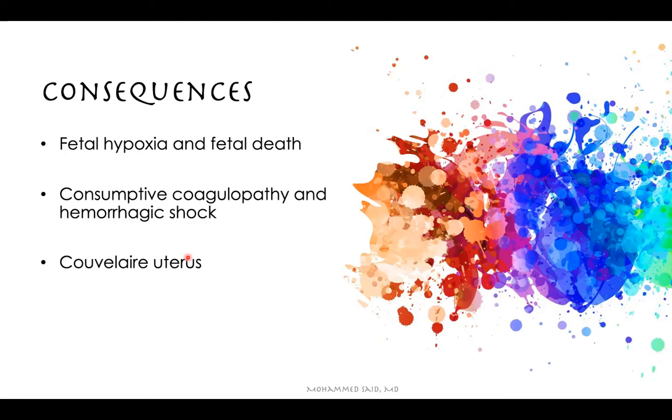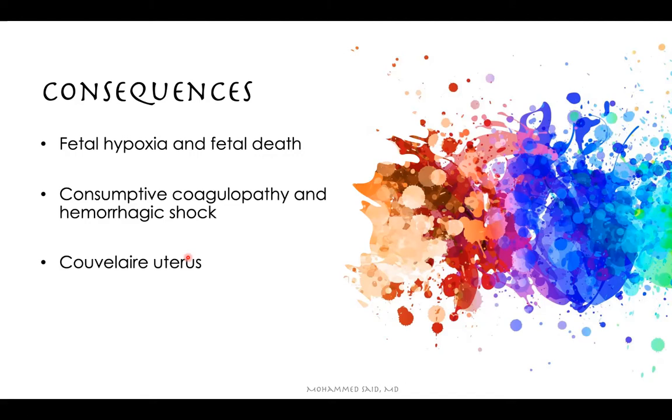For the mom, with this bleeding, if the bleeding kept going, eventually it's going to end up with hemorrhagic shock. And then, as we know, when you start to have too much bleeding, the coagulation cascade is going to start, but it's not going to stop the bleeding. So the bleeding is going to keep going, and there's going to be consumptive coagulopathy, or DIC. And then the third thing that can happen is the Couvelaire uterus.